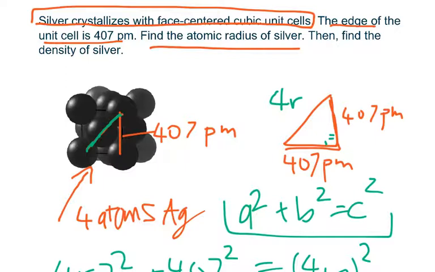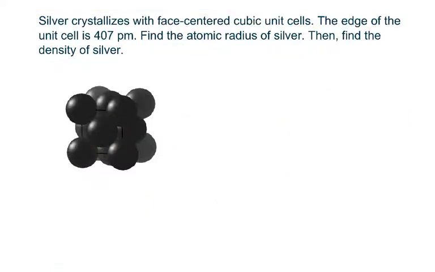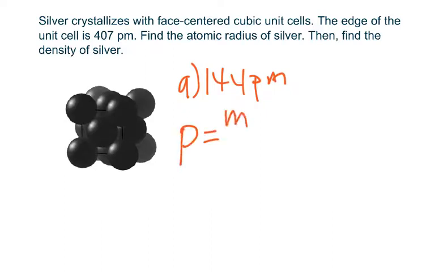We have to now find the density of silver. So let me clear all this work so we have more space, and let's write our answer for part 1. Part 1 was going to be 144 picometers for the atomic radius. Now what's the density? Well, the density is going to be equal to the mass over volume. Now, how do we apply it to this? Well, if you remember, density is an intensive property, which means that no matter how much stuff you have, the density will always be the same.